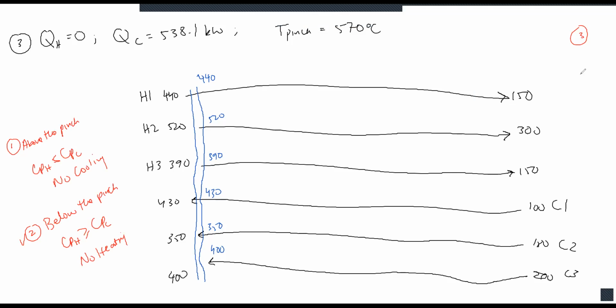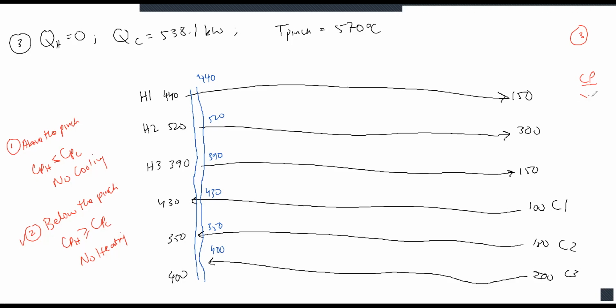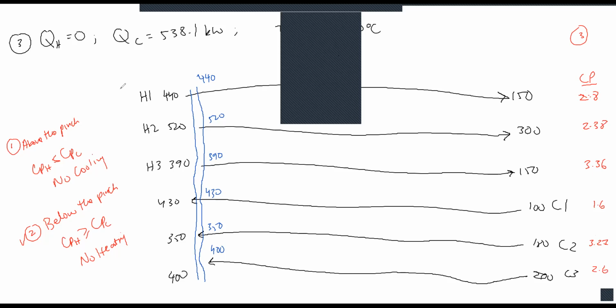Let's write our Cp values. We have strange numbers here: 2.8, 2.38, 3.36 for the hot streams, and for my cold streams, they are 1.6, 3.27, 2.6. Another thing I highly recommend you always do is to calculate the delta H available in each stream.